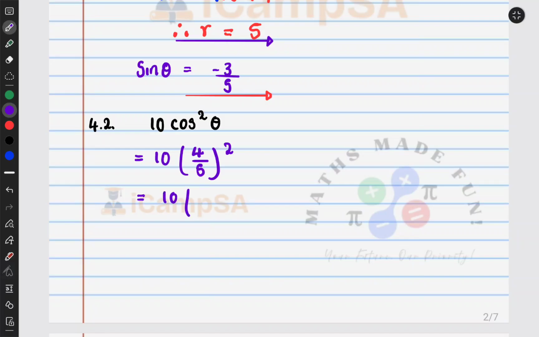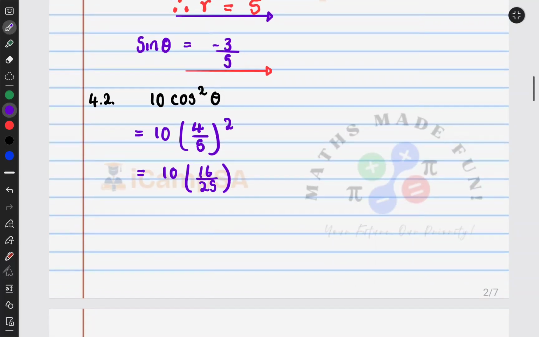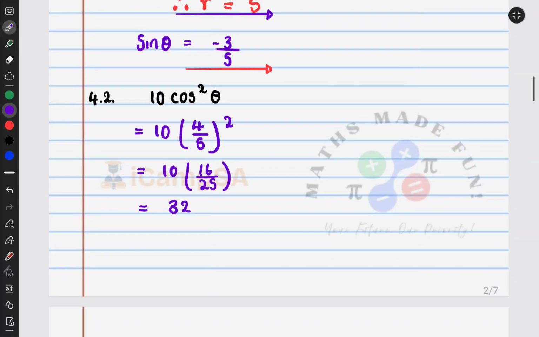So then we're gonna have 10 into what is 4 squared, which is 16 over 25. You multiply this. We're gonna have 160 over 25, which is 32 over 5.